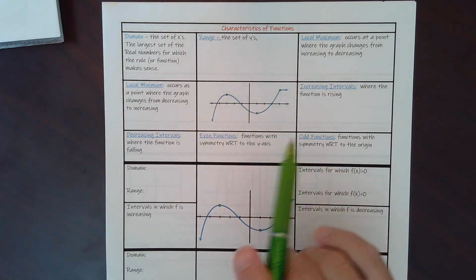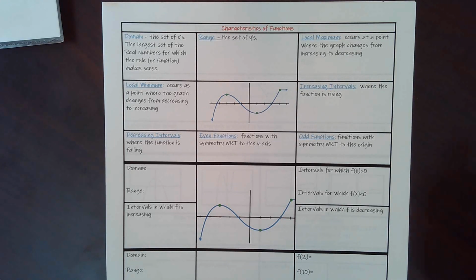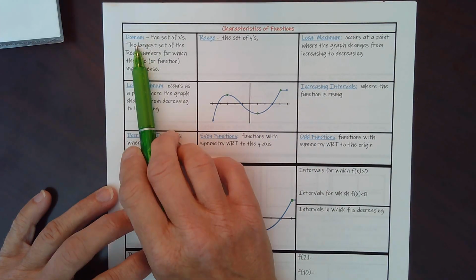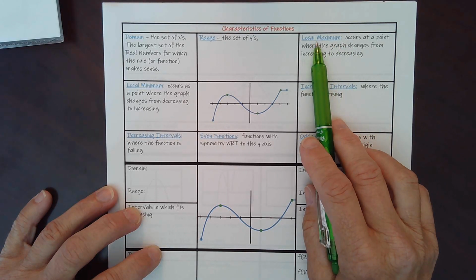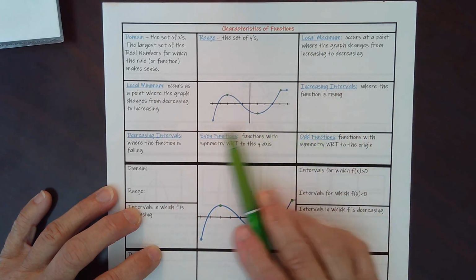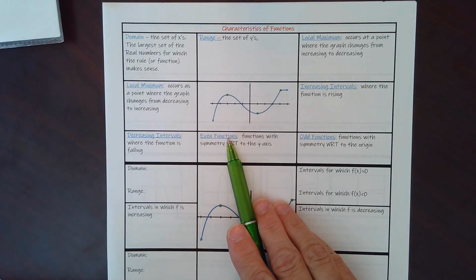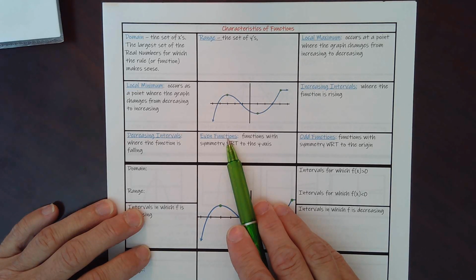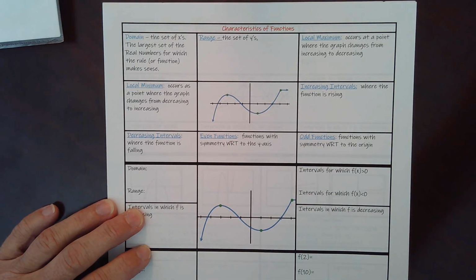There are several things that we are going to begin identifying from the graph of a function: the domain, the range, a local maximum, local minimum, increasing intervals, and decreasing intervals. We're going to talk about what it means for a function to be an even function, and what it means for a function to be an odd function.